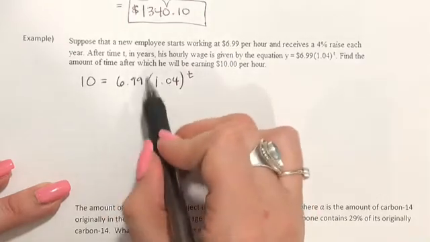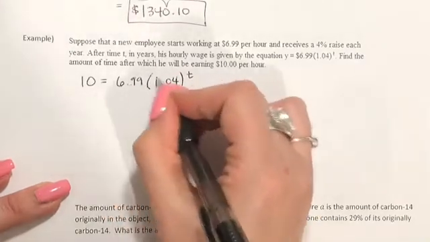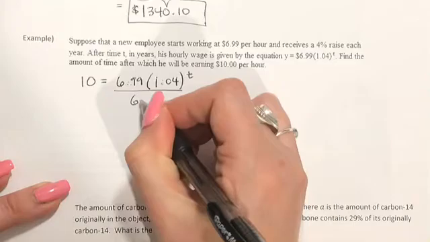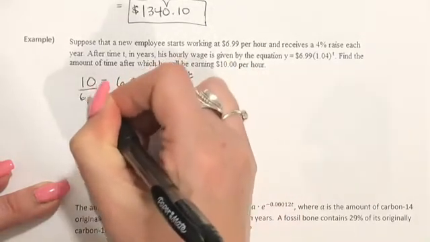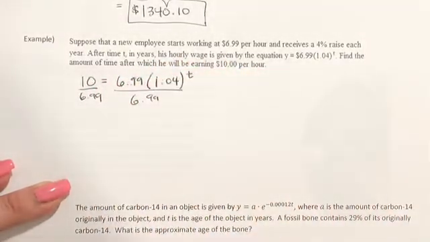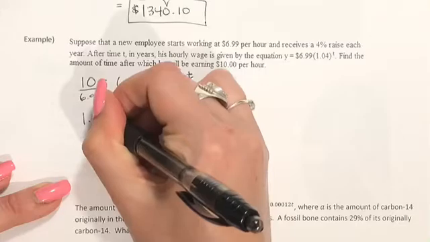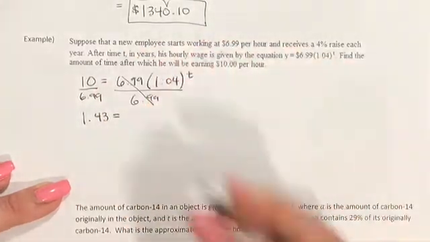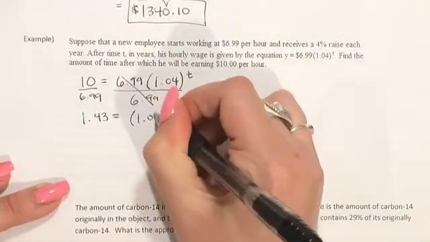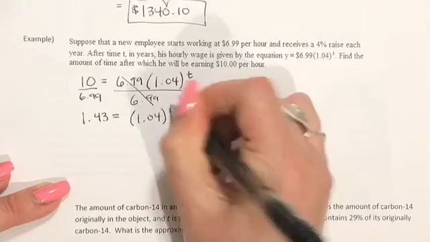So first we want to get rid of this $6.99, and it's being multiplied, so we'll divide it on both sides. So 10 divided by $6.99 is, we'll just do 2 decimals, 1.43, and then those cancel, and we get 1.04 to the power of t.